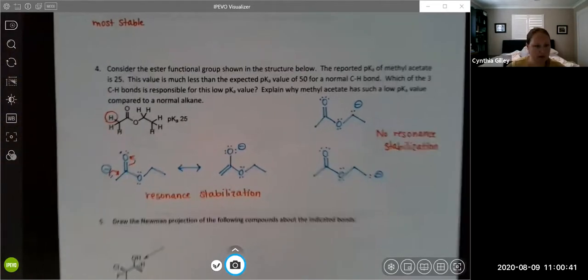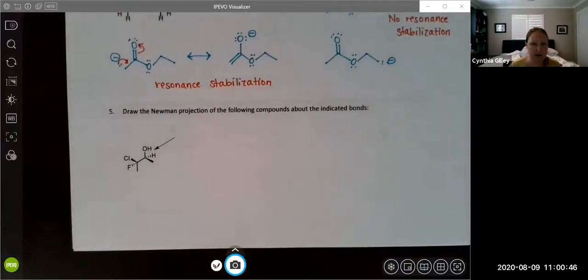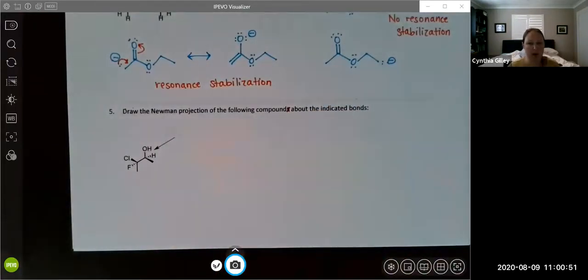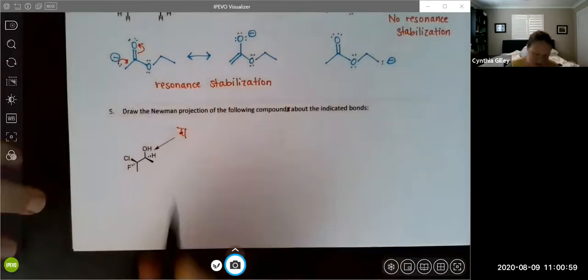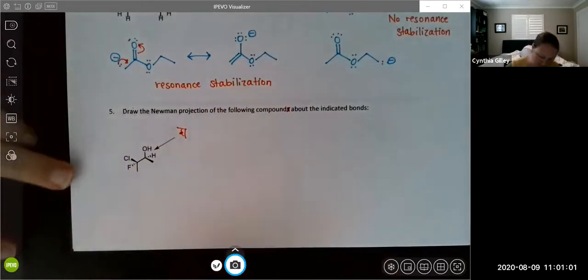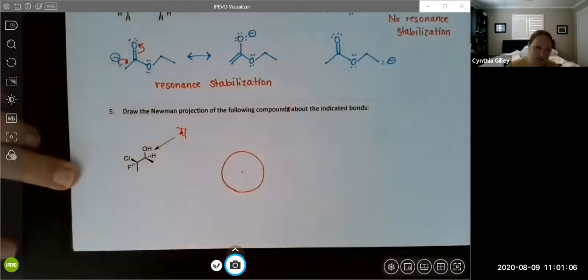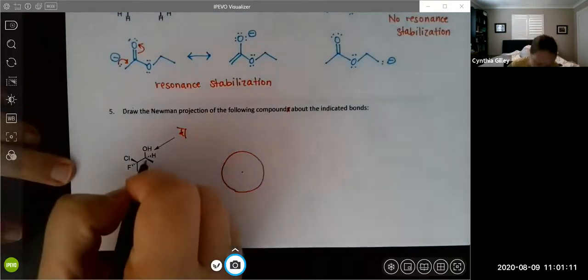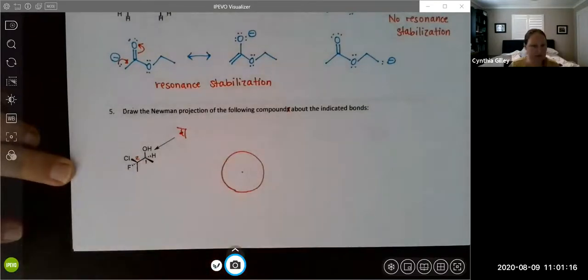Moving on to question number 5. Draw the Newman projection of the following compound, oh, it says compounds, excuse me, compound about the indicated bonds, right? So we are just going to put our eyeball up here, and look down this carbon-carbon bond. So when we're drawing our Newman projection, we do a circle and a dot, right? The dot is the front carbon, which is this carbon number 1. And the circle represents the back carbon, or carbon number 2.